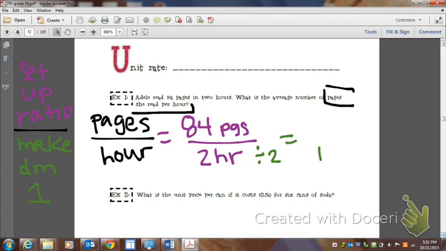So that gives me 1 hour. Okay. But whatever I do to the bottom, I must do to the top. So I have to divide the top by 2 as well, which gives me 42. So she can read 42 pages per hour.